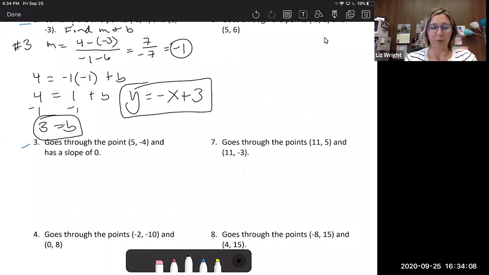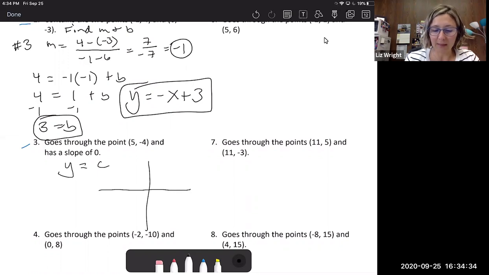And that's going to be my answer for that one. And then I'm going to try number 3 with you. So number 3, it says it goes through the point (5, -4), and it has a slope of 0. So if it has a slope of 0, are we talking about a vertical line or horizontal line? And I hope you say horizontal. If we have a slope of 0, it's going to be y equals some constant, right? So y equals some constant. If I have a horizontal line, with slope of 0.